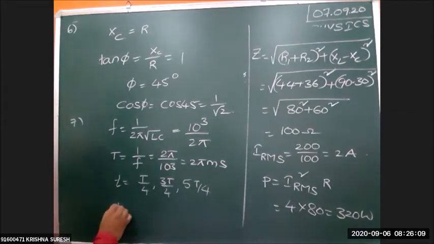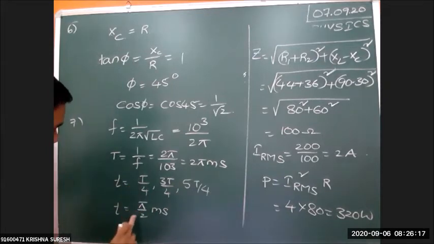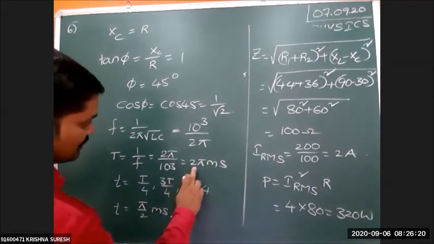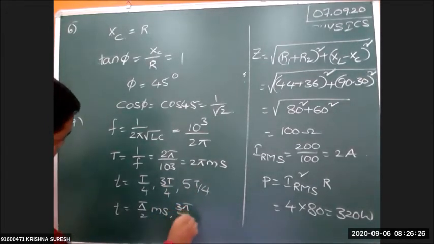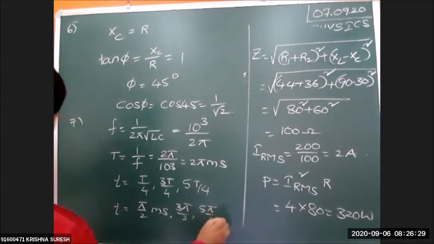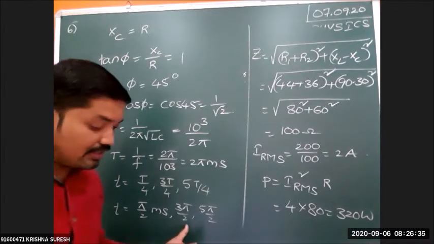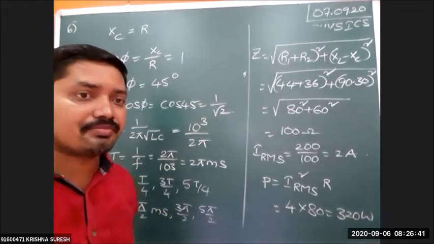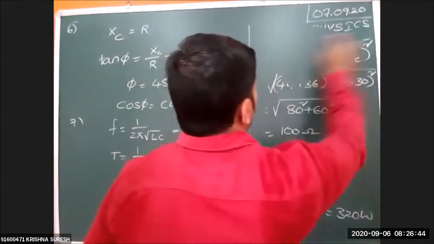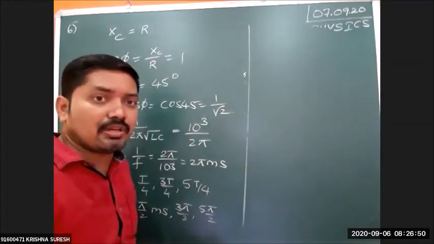This can also be written as 5 by 2 milliseconds, because substituting T as 2 pi, 2 pi by 4 gives pi by 2. Next, in place of T, substituting 2 pi, how much do you get? That is pi by 2, 3 pi by 2 and 5 pi by 2 milliseconds. So these are nothing but 1.57, 4.71, and another one is 7.85 milliseconds. That is question number 7.